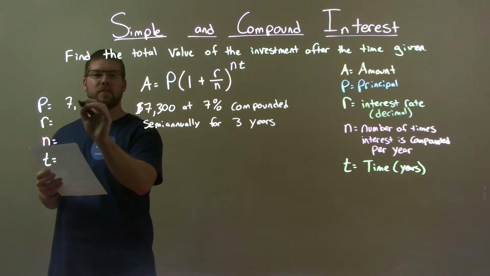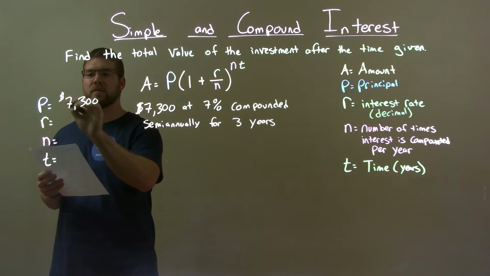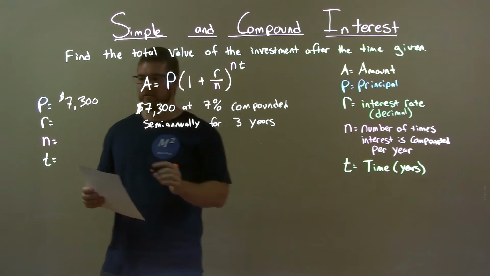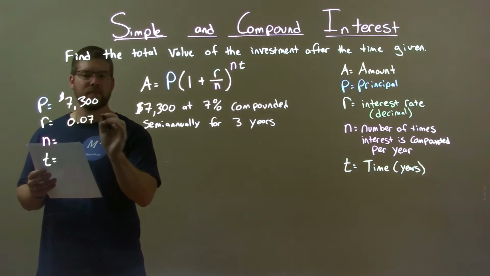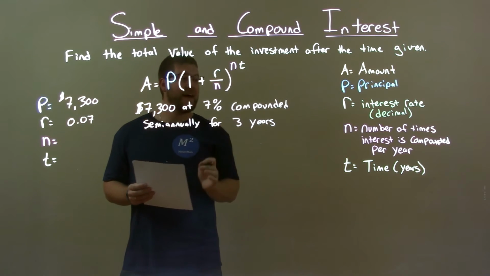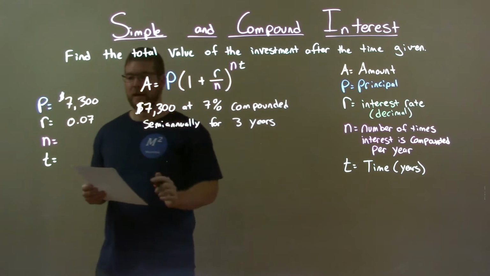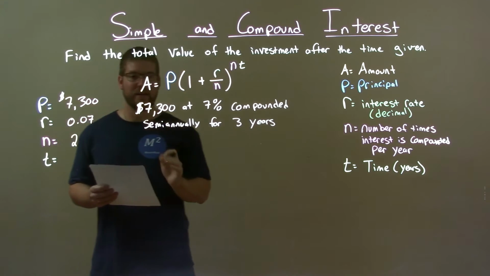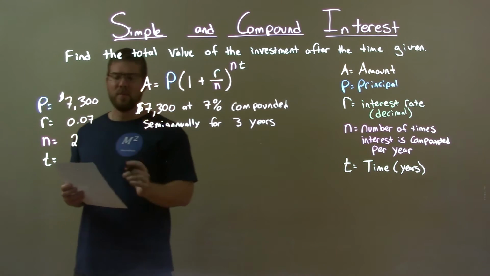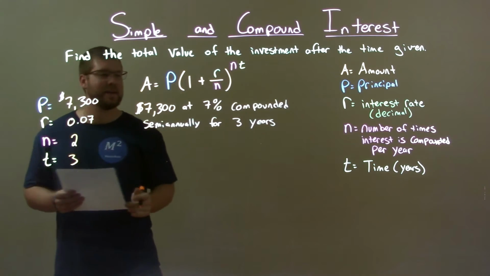Principal, we know, is $7,300. My interest rate as a decimal is 0.07. The number of times compounded per year, semi-annually, is 2 times in a year. Then the amount of time we have here is 3 years.